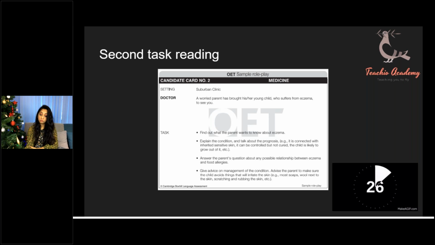Kinza, aggravate is also quite a good word. So which might aggravate the skin. For example, soaps, wool next to the skin, scratching and rubbing the skin. So that's going to be the very, very last point if you still have time left.